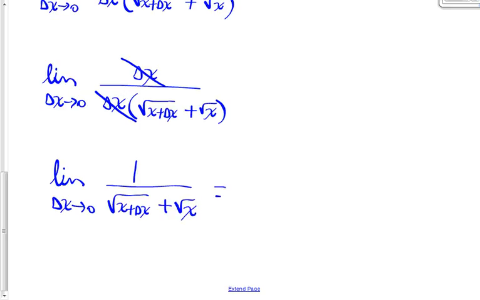And now I'm ready to directly substitute again. If I directly substitute in 0 for delta x, I get 1 over the square root of x plus the square root of x, which is 2 square roots of x. So if I want the slope of the line tangent to the graph of the square root of x at any x value, all I have to do is take that x value and plug it into this expression, and I'll get the slope of the tangent line.